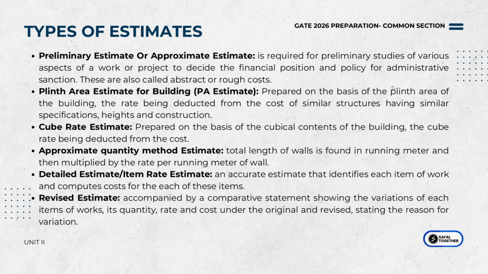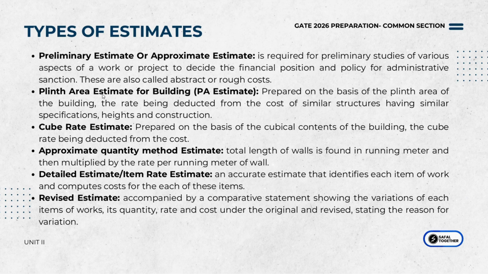So coming to the types of estimates, the first out of the six is actually the preliminary estimate or the approximate estimate. So this is usually done at the early stages of a project where you need to calculate the initial, rough cost or the ballpark figure, so that you can determine whether or not the project is feasible for you, whether or not you can make decisions based on it. Okay, so it'll help you make decisions. This is the first type.